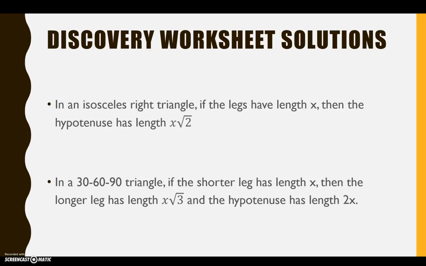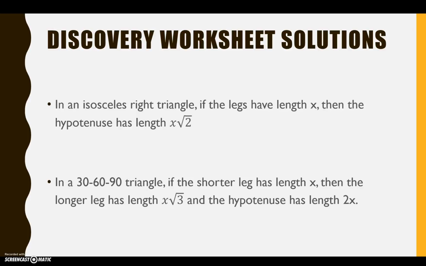So what you should have figured out from your worksheet, working through using the Pythagorean theorem and different relationships that you know about triangles, for isosceles right triangles, that means they have the two legs of the same length. If the legs have length x, then the hypotenuse has length x square root of 2. And so that was probably the easier of the two discovery parts that you've done.